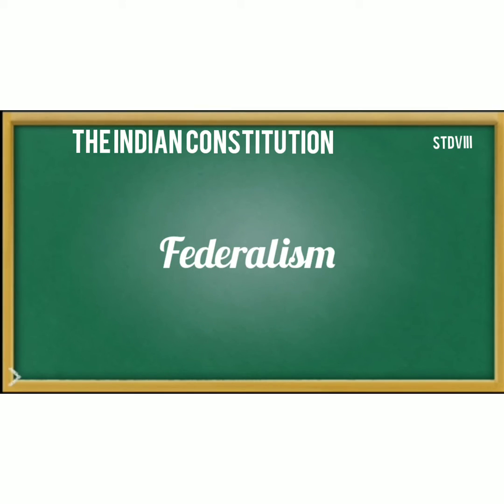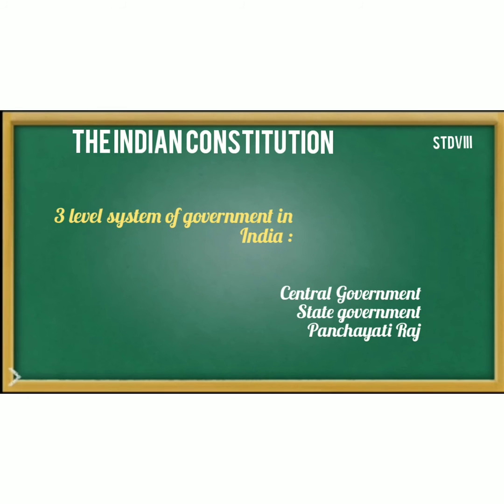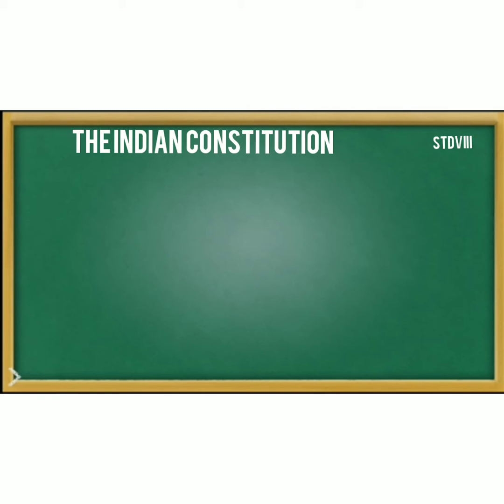What is federalism? It refers to more than one level of government in the country. You know, India has a 3 level system of government as central government, then state government, and Panchayati Raj. We have already seen it was one of the aspirations of Indians to have a government that is not controlled by some people alone, right?